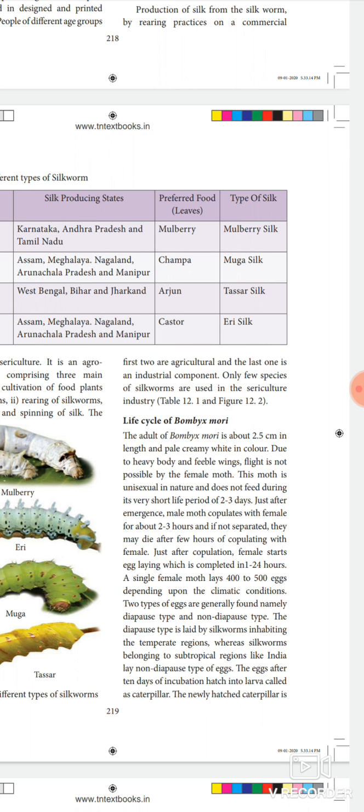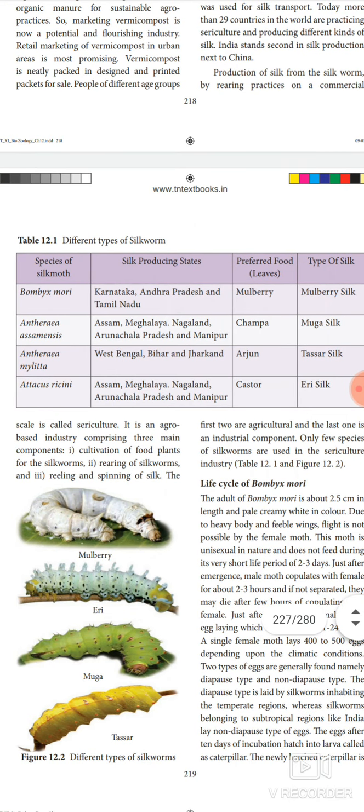Only a few species of silkworms are used in the sericulture industry. All types of silkworms are not used. What are they? See table 12.1, different types of silkworm. The first species of silk moth is Bombyx mori, then Antheraea assamensis, then Antheraea mylitta, then Attacus ricini.